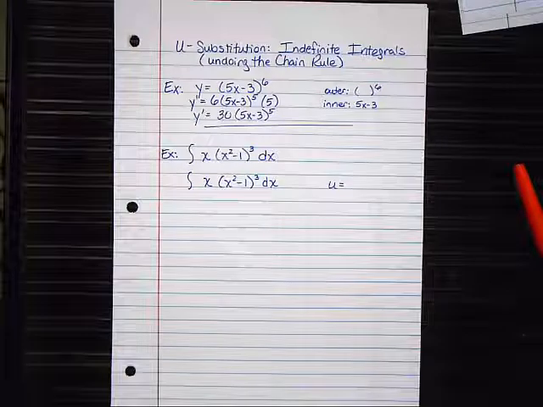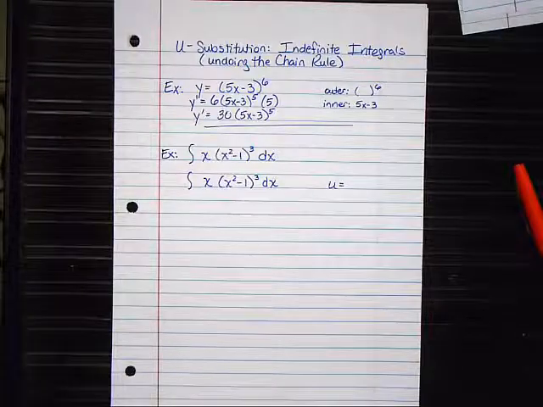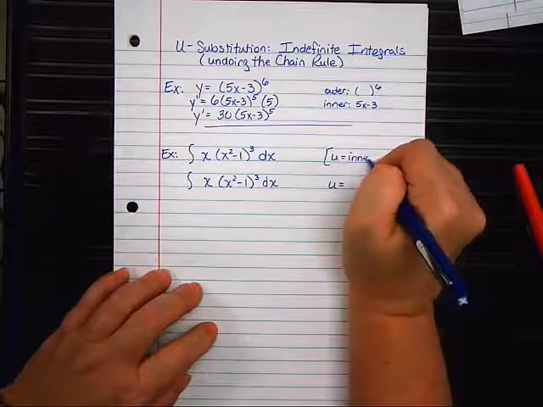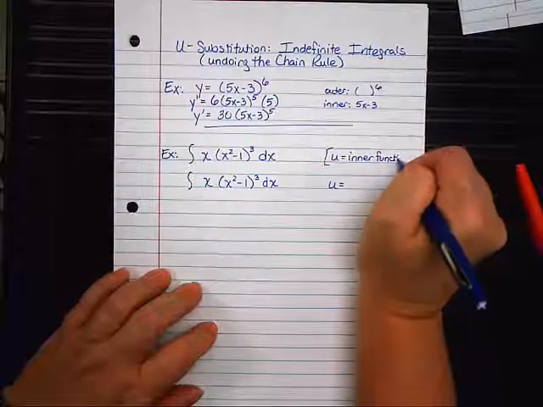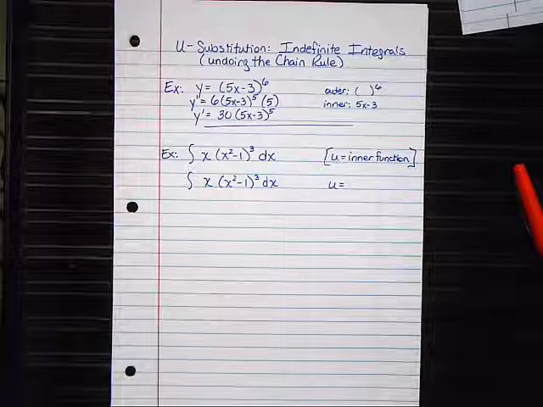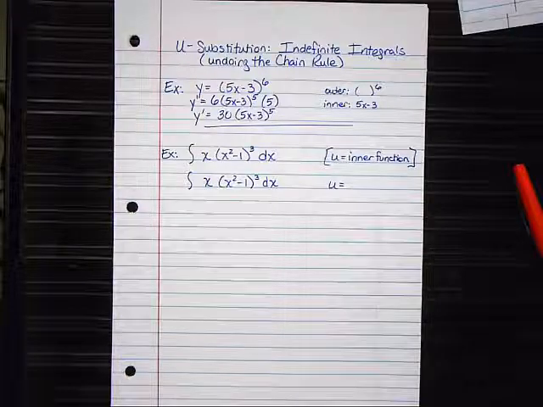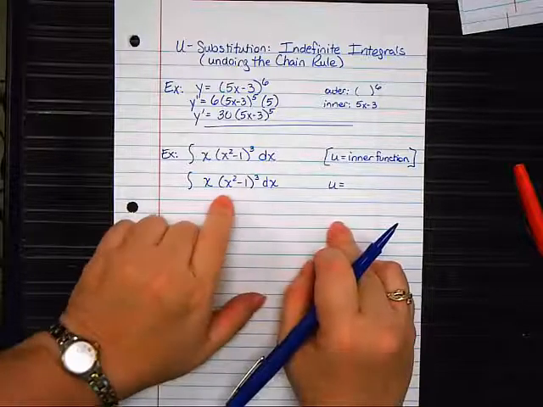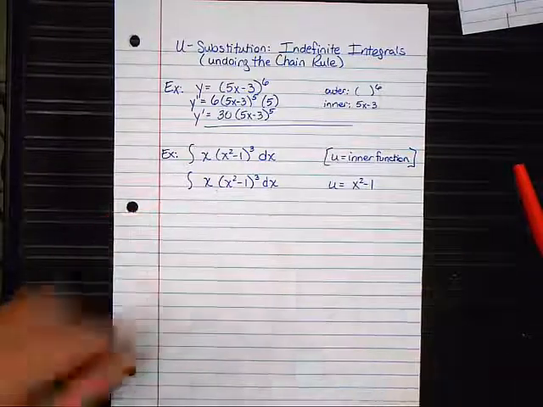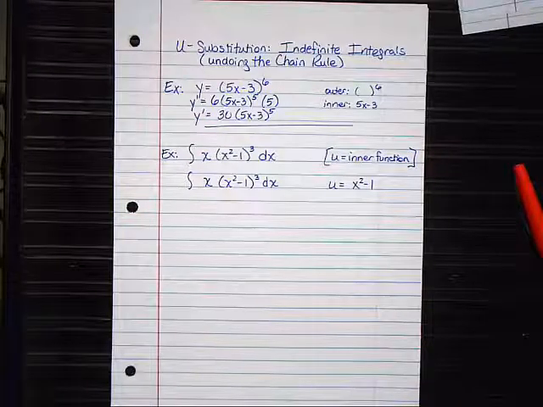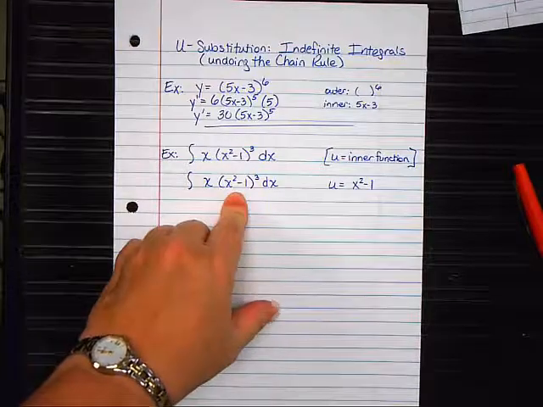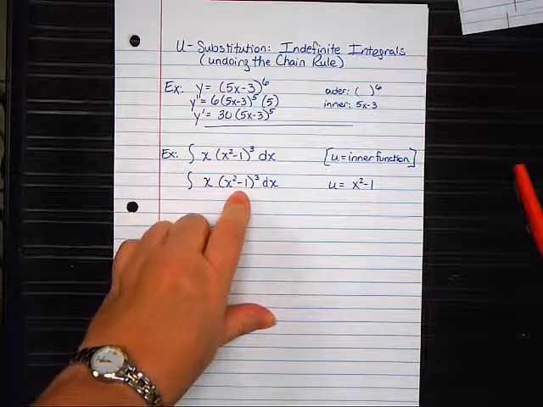We're going to define part of this problem as u. And I'm going to come up here and write this in a bracket. U is going to be the inner function every time. So you need to look at the problem that you start with and look for an inner function. Like if you were going to do the chain rule, what would be the inner function? What would be the inner function on this one? X squared minus 1. Very good. So step one is to define u. We're going to change that yucky inside to that power to a simple u.